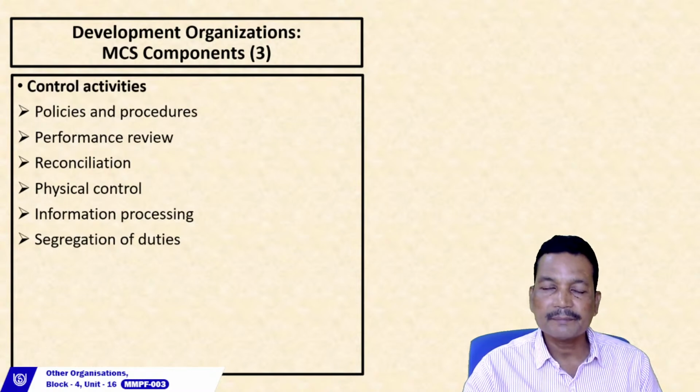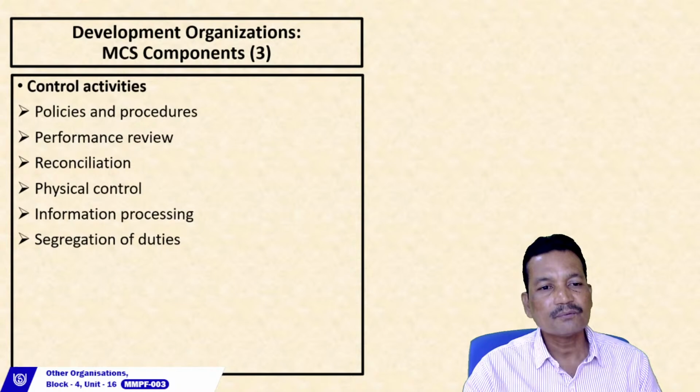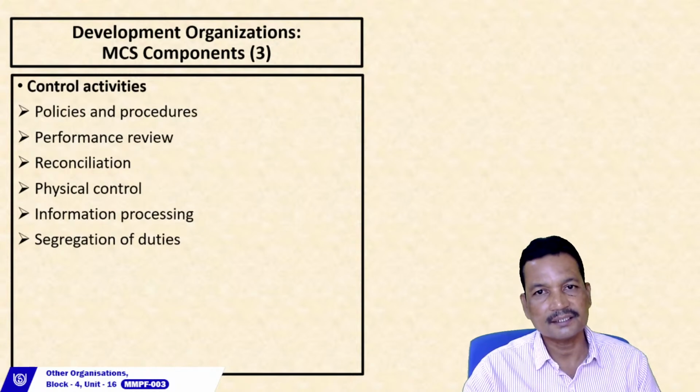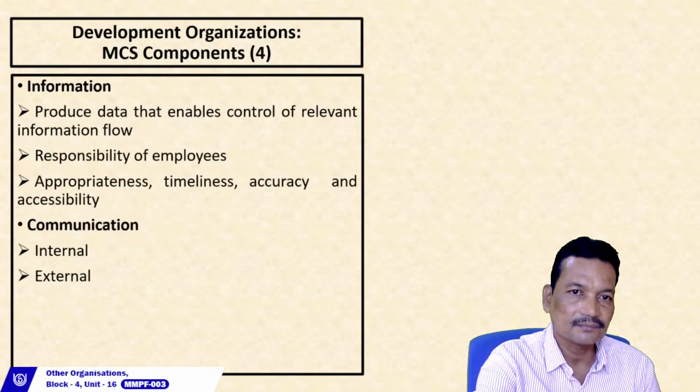The record should be kept, and we should have a control over that. The system of information processing should be clearly mentioned, as well as the segregation of duties.